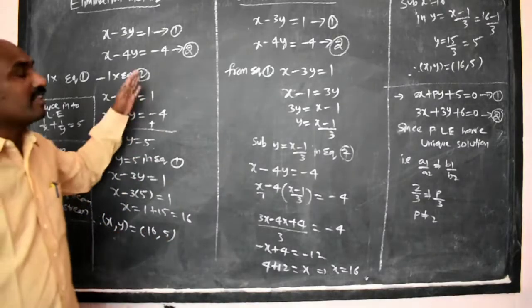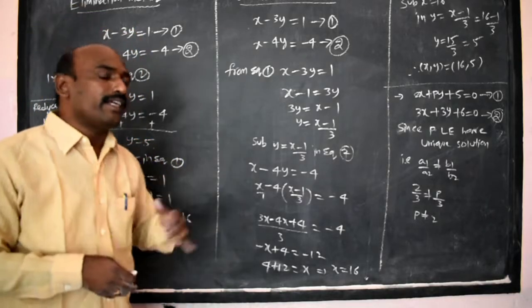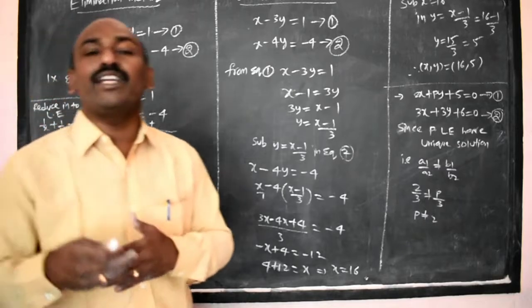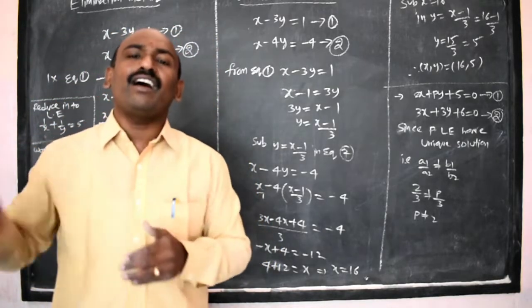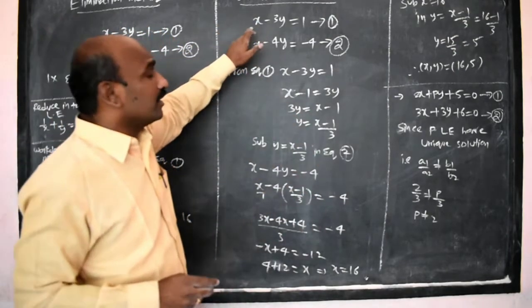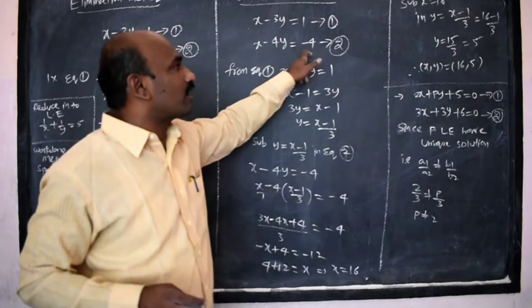In that way we get the solution by the elimination method, whereas graphically we also got the solution 16 comma 5. In the elimination method also we get 16 comma 5. If you have any doubt in the graphical method, go with elimination in the rough work and plot those points in the graph. And now the substitution method: same equations I have taken, x minus 3y equal to 1 and x minus 4y equal to minus 4.